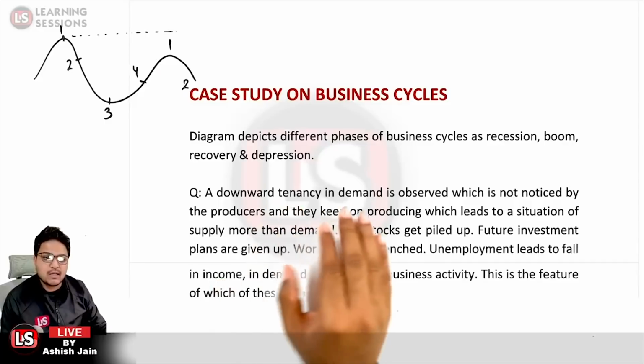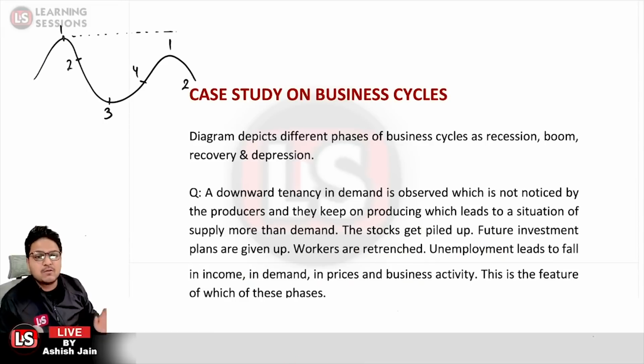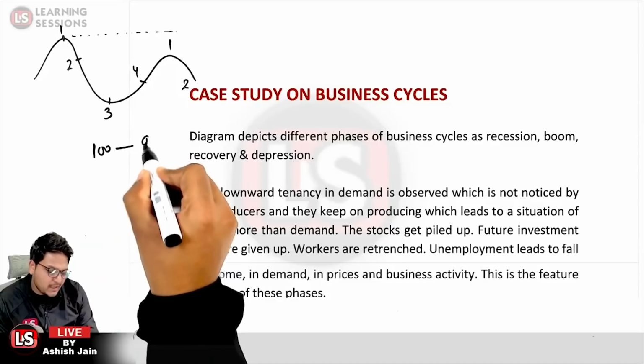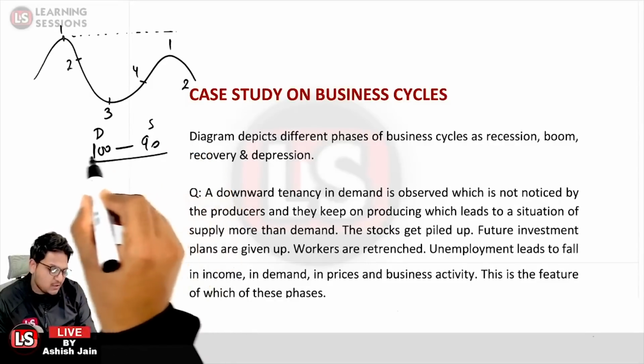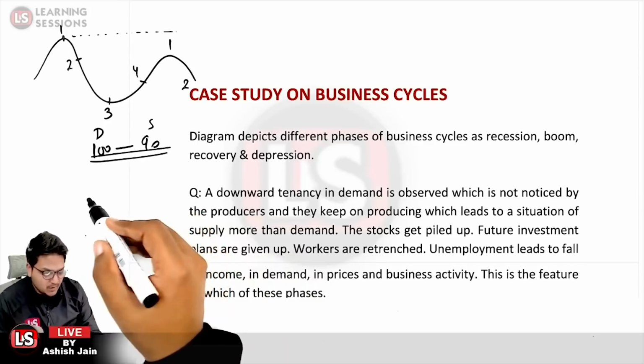It says a downward tendency in the demand is observed, that your demand is now lowered, which is not noticed by the producers. Previously they were producing more and they continue to produce more. They have not lowered their production. That will lead to the market being bombarded, an oversupply in the market. Previously the market was demanding 100 pieces and you were supplying 90 only. You are at boom stage, trying to produce more and more. But at a particular time, the demand will reduce.